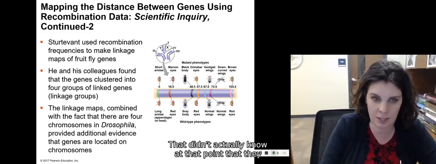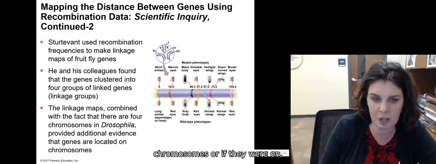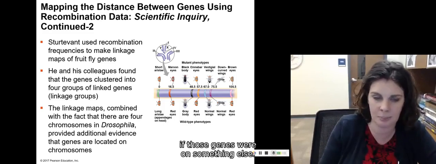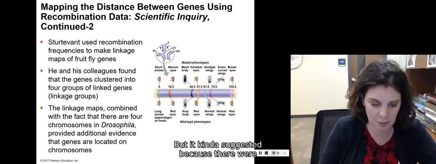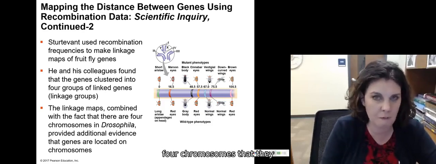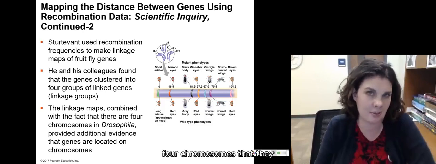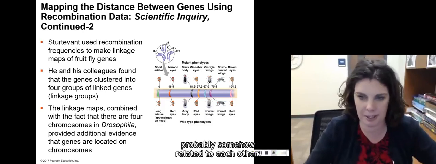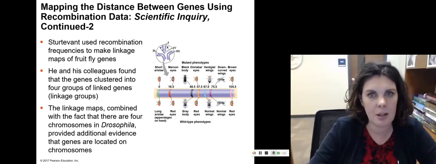They didn't actually know at that point that these different genes were on chromosomes, or if those genes were on something else. But it suggested, because there were 4 linkage groups and there were 4 chromosomes, that they probably somehow were related to each other.